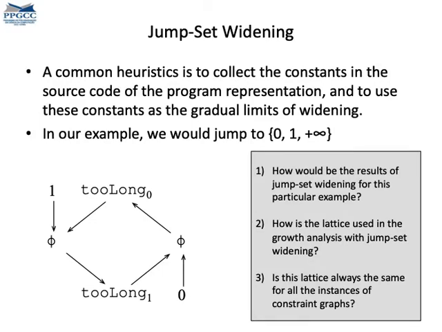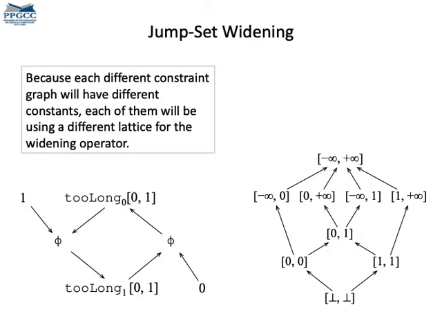The most common implementation of jump set widening simply collects all the constants that appear in the program. In this example, we have two constants, 0 and 1. So instead of widening to plus infinite, first we widen to the next constant, in this order, 0, 1, and then plus infinite. In practice, we are using a somewhat different lattice to implement our growth analysis. That's the lattice that we're using on the right. And in this case, we get exactly the tight interval that we want for each variable. Both too long 0 and too long 1 will be bound to the interval 0, 1.